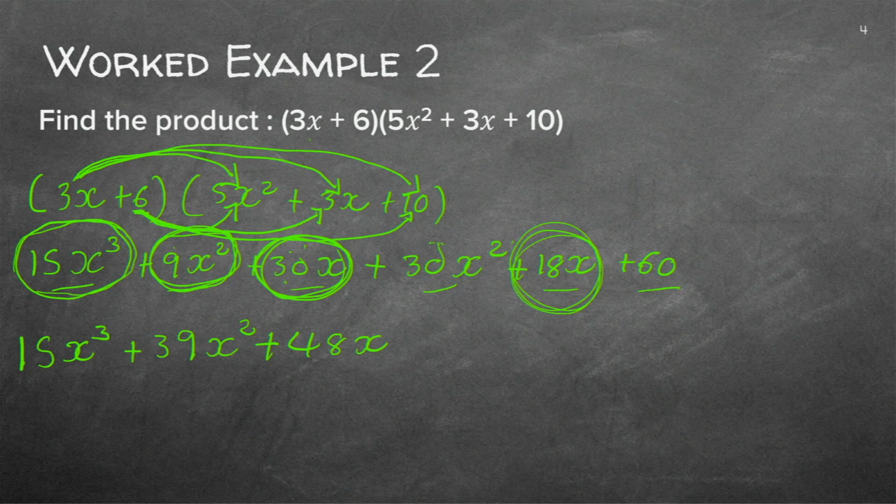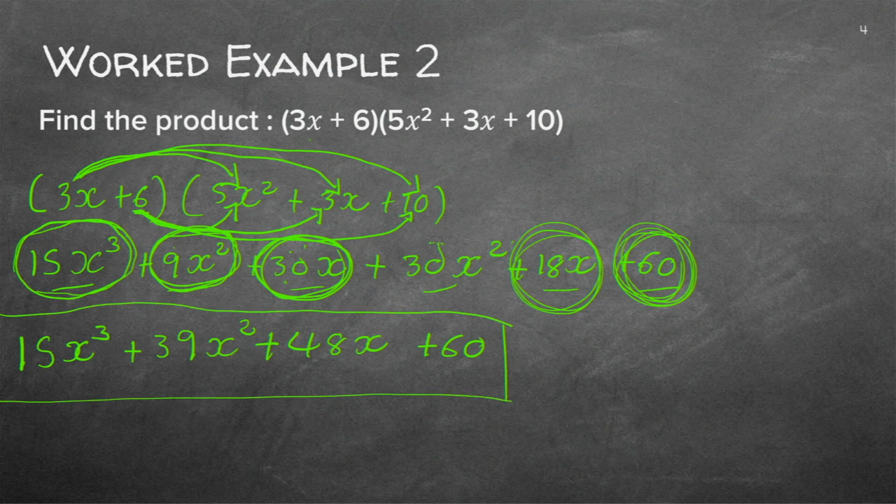So since every value now has been covered, you are left with a constant, which is a positive 60. You bring down positive 60 as it is. And guys, beautifully there, you have what we call the product of a binomial and a trinomial.